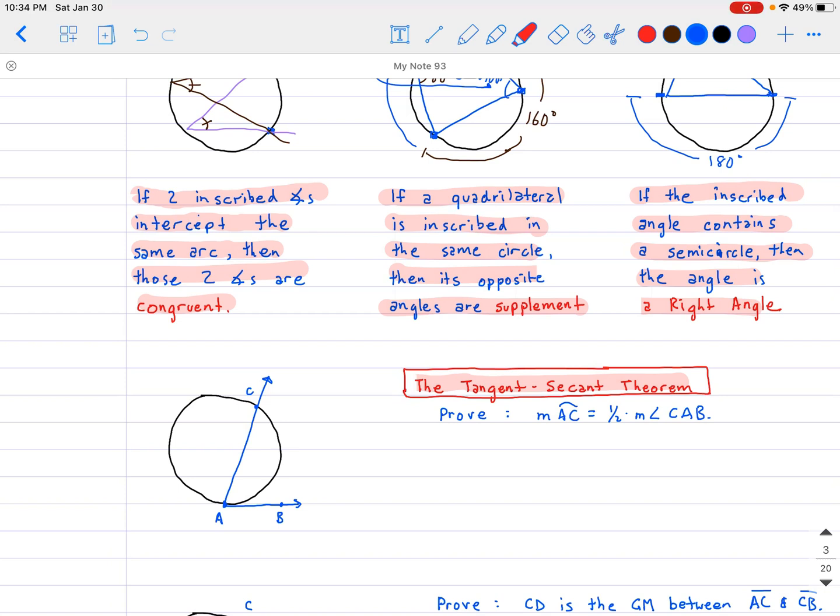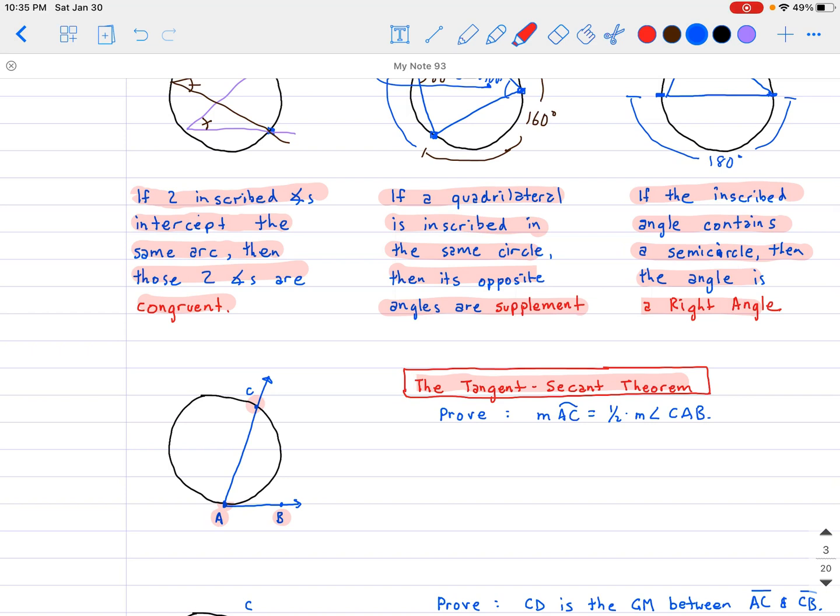Remember, by definition, secant means that you have a line that contains a chord, so 2 points that are on the circle, whereas a tangent line is supposed to intersect the circle at only one single point. So our tangent is going to be AB over here because your point of tangency is at A, whereas AC over here, the line, that is going to be your secant.